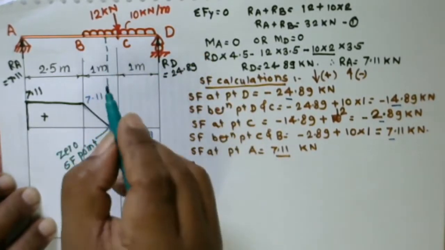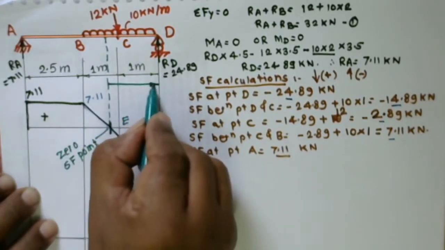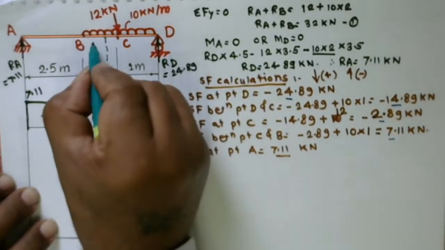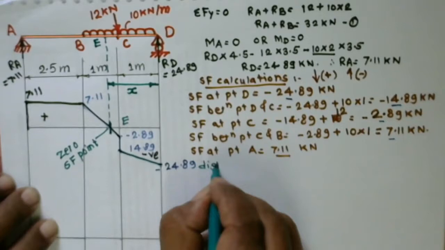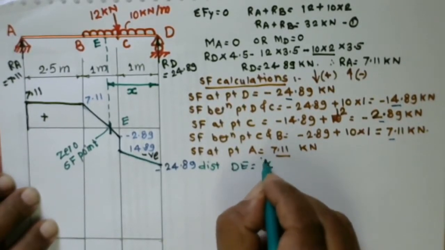Now our next step is to locate the distance of the zero shear force point. I say that this distance is x. So the distance DE, I am considering as x.